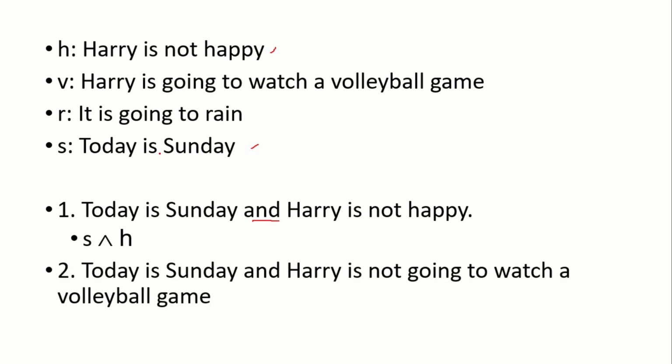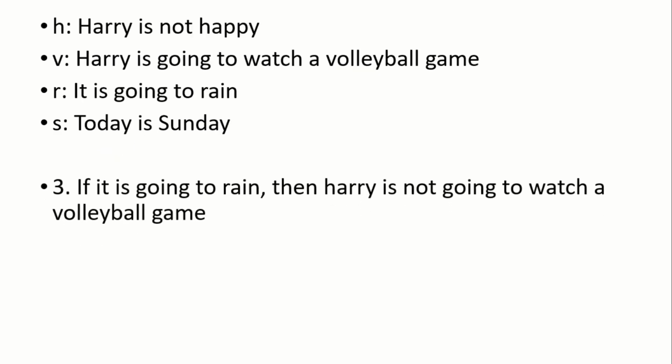Number two: today is Sunday, so again S, and Harry is not going to watch a volleyball game. Now in this case, V is about the volleyball game, but here it is not going, so we must negate V. So S, hat, negation of V. Number three: if it is going to rain, so R. Then, since it is an if-then statement, a conditional, we will use the arrow. Then Harry is not going to watch, so it is again a negation of V. So R, arrow, negation of V.